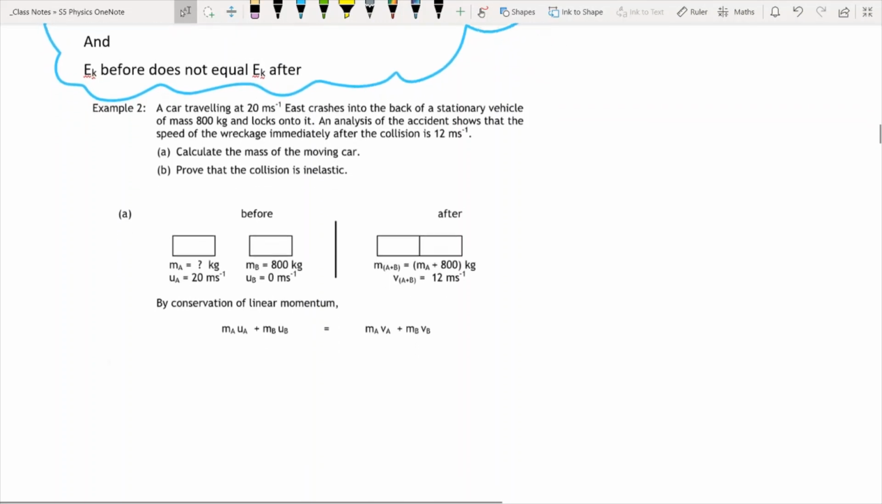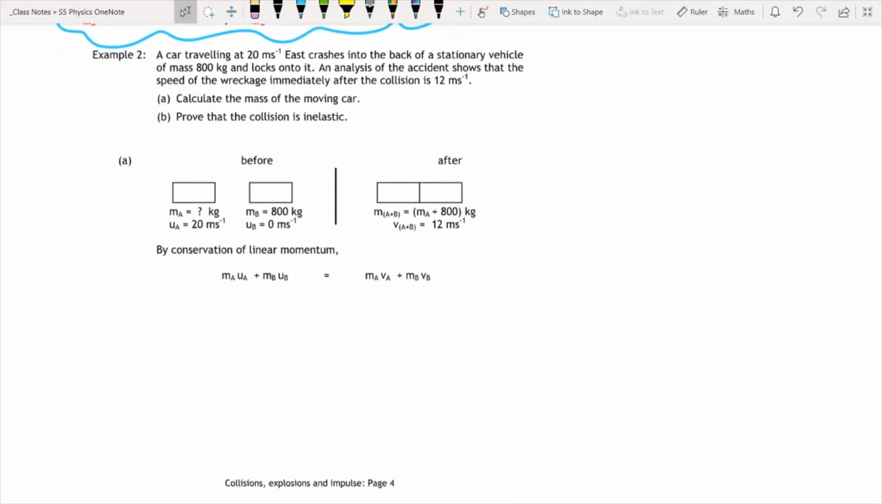These types of questions are all using a similar kind of thing, but you might be finding a different thing. I would always draw a diagram first of all, just so you can see what's happening. Before, we've got the mass of this unknown car travelling at 20 meters per second. And this is stationary, so it has an initial speed of 0, but we do know its mass, 800. Then afterwards, they move off together. So the mass of A plus B is mass of A, which we don't know, plus 800. And we're told that they move off together at 12 meters per second.